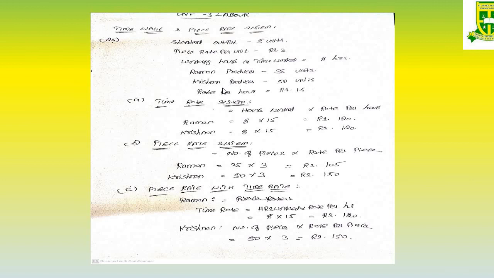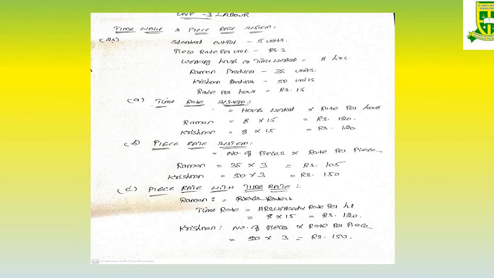If the rate per piece is not given, then they give the standard output per hour, which is 5 units. What is the standard rate per hour? 15. So what is the formula for piece rate? Rate per hour divided by standard output per hour. So 15 by 5, the answer is 3. So 35 into 3 is 105. Krishnan's value is 50 into 3, which is 150. So this time rate and piece rate is a very important sum. So kindly go through the sum.